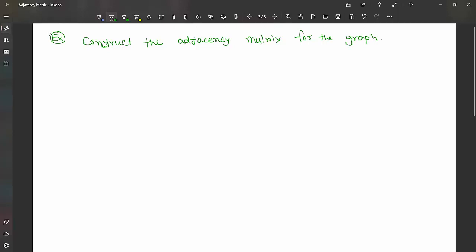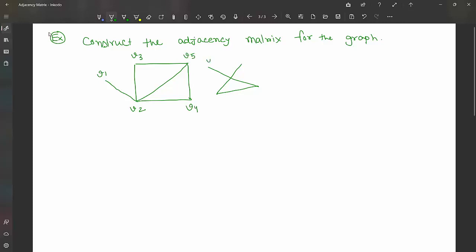Suppose this is the graph, and this is another graph connecting this. So this is V1, V2, V3, this is V4, and this is V5, V6, V7, V8, and V9. Now you can see that this graph is actually a disconnected graph. So this is the G graph. You can see easily that this G graph is a disconnected graph.